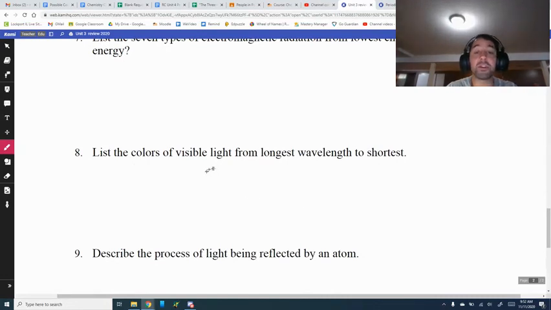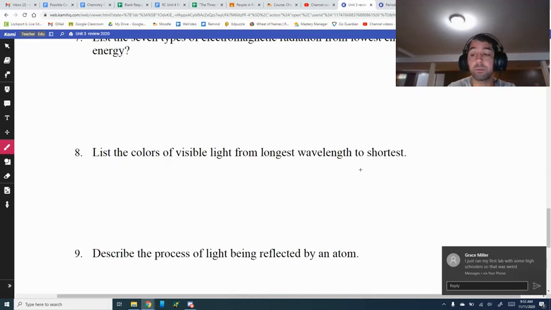Next, basically the same thing, but just for visible light. So this one is from longest wavelength to shortest wavelength. Longest wavelength is going to be red. Shortest wavelength is going to be violet. To remember this, you've probably heard of Roy G. Biv. So red, orange, yellow, green, blue, indigo, violet. That's the order of the colors in the rainbow. Red is always going to be the longest wavelength with the lowest amount of energy. Violet will have the shortest wavelength with the highest amount of energy.